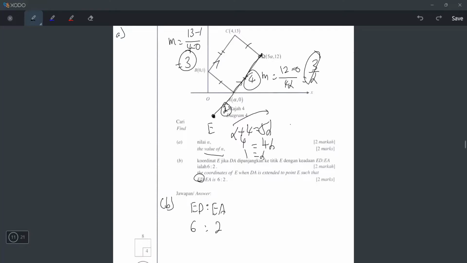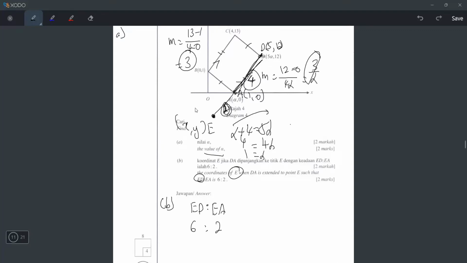Am I right? This 4 is longer, and this 2 is shorter, right? And they want you to find the coordinates of E. I don't know it, so I can just call it (x, y). But I already know my coordinate of A: it's (alpha, 0), and I know my alpha is 1, so A is (1, 0). I also know my coordinate of D: it's 5 times alpha, which is 5, and 12.